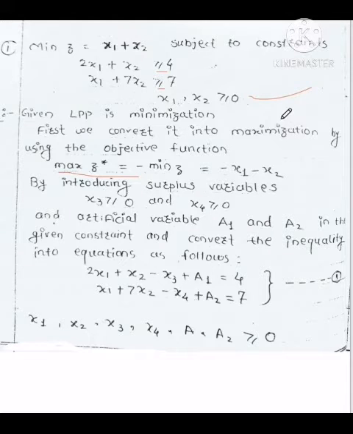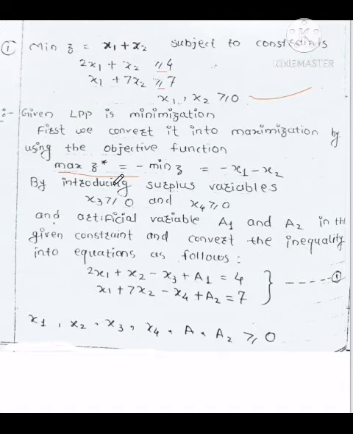Okay, so what is the first step? Check whether the given problem is maximization or minimization. If the problem is minimization, then we have to convert it into maximization. Here the problem is minimization, so we have to convert it into maximization. Using the objective function, maximum z star equal to minus minimum z, this can be converted as minus x1 minus x2. So this is the conversion of minimization to maximization.